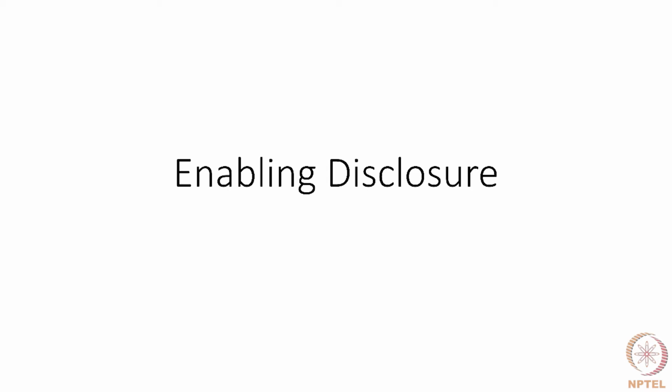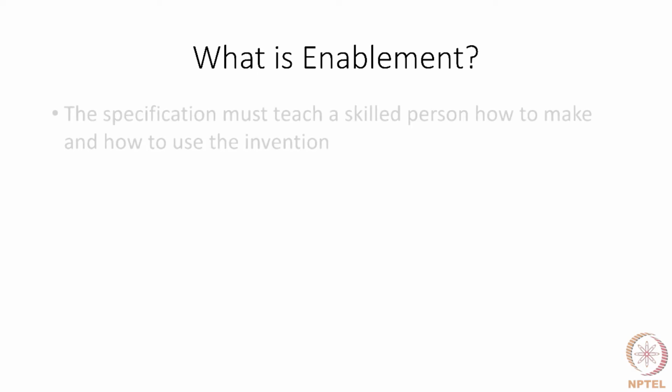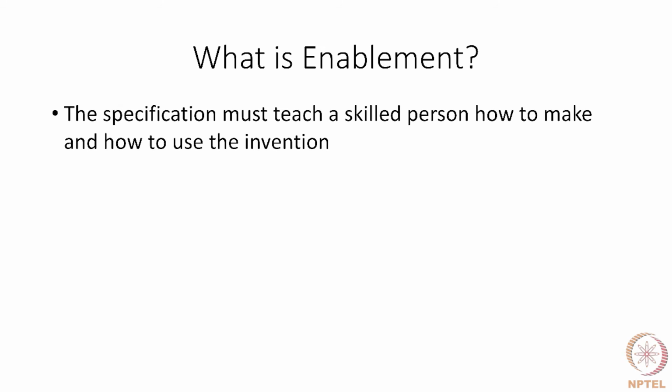So the disclosure that you make should enable or empower a person skilled in the art to perform or to make your invention, because for a disclosure to be enabling, there are certain conditions that it has to satisfy. Now let's look at what enablement is. The specification must teach a skilled person how to make and how to use the invention. So making and using the invention has to be taught through the specification.